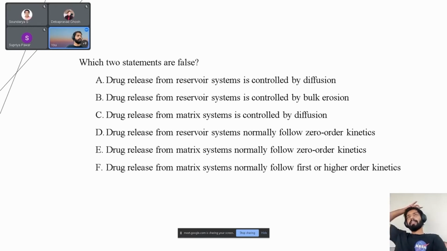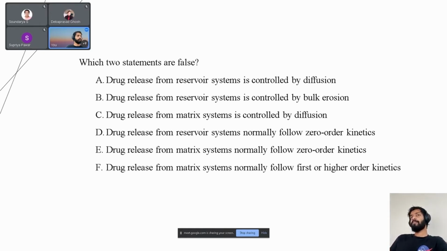So these are week three questions from last year. We'll try to go through them and see if we can answer them and see if we have any questions that we are stumbling across. Which of these statements are false? Drug release from reservoir systems is controlled by diffusion. Drug release from reservoir systems is controlled by bulk erosion. Drug release from matrix systems is controlled by diffusion. Drug release from reservoir systems normally follows zero order kinetics.